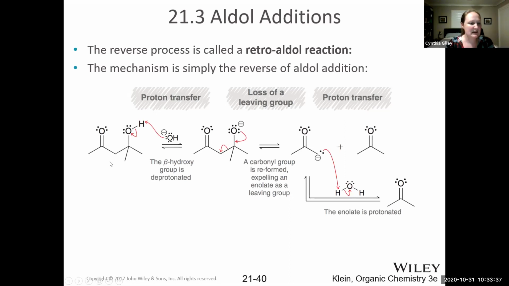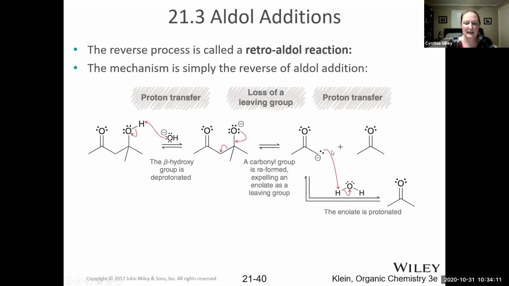Again, act as a base, but instead of deprotonating the alpha position of the ketone, it could deprotonate the hydrogen attached to the oxygen in the product. That leads us back to this alkoxide intermediate, which can then essentially reform a carbonyl and kick out an enolate as the leaving group. So notice that we essentially broke this carbon-carbon bond, right, forming two molecules from one, and the leaving group is an enolate.